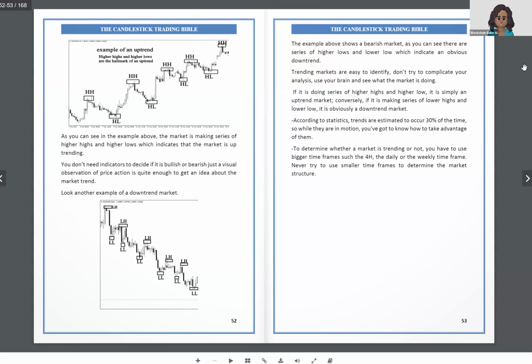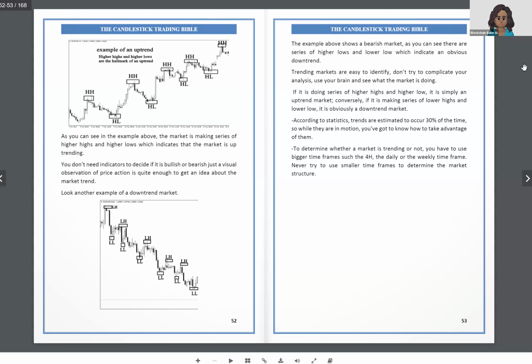They have a saying that says the trend is your friend. So if you know that the trend is up, it keeps going higher and higher, even when it goes down low, right? It's making a higher low. It's not making a lower low. This one would be a lower low, which is the downtrend. The example above shows a bearish market. Well, the example over here, as you can see, there are series of lower highs and lower lows, which indicates an obvious downtrend. Trending markets are easy to identify.